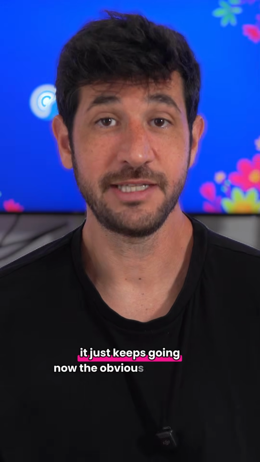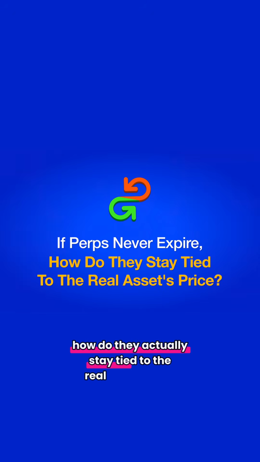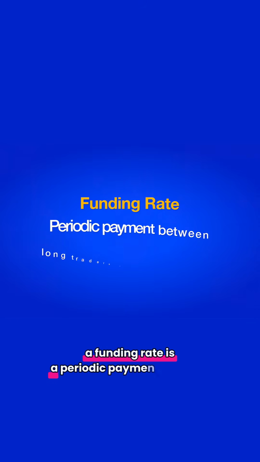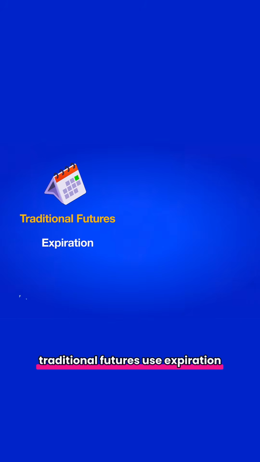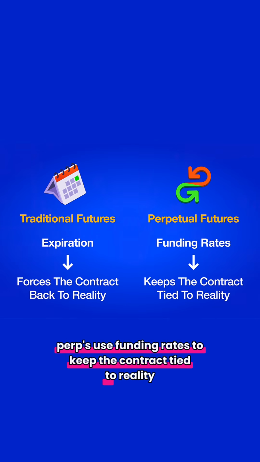It just keeps going. Now the obvious question is, if Perps never expire, how do they actually stay tied to the real asset's price? The answer is funding rates. A funding rate is a periodic payment between long traders and short traders in a perpetual futures market. Traditional futures use expiration to force the contract back towards reality. Perps use funding rates to keep the contract tied to reality.